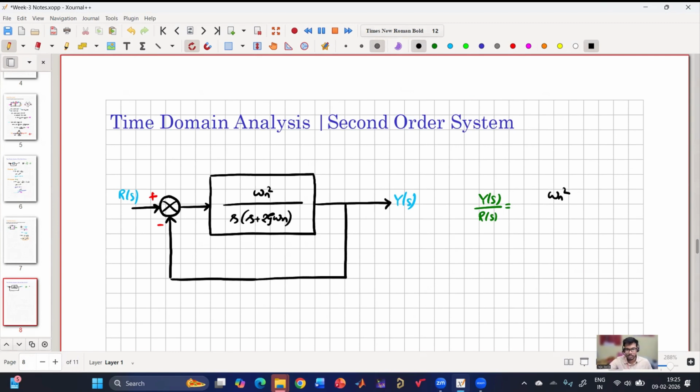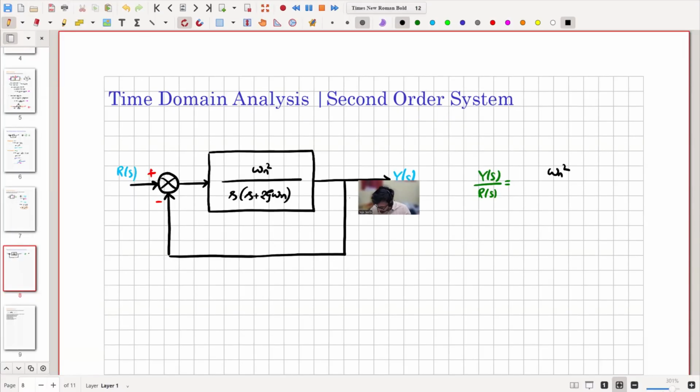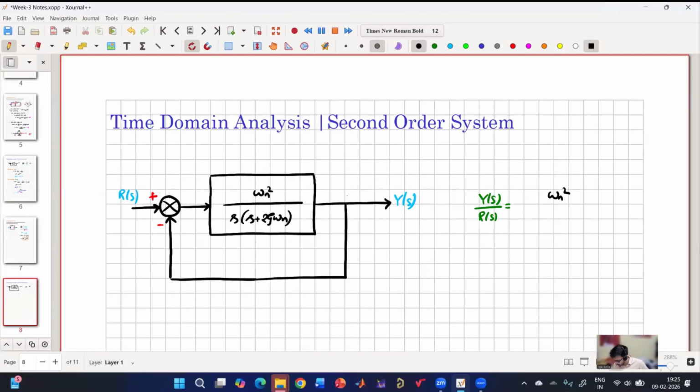Just a minute, my writing pad is creating issues. I'll just remove and connect it back. So omega n square by s square plus 2 zeta omega n s plus omega n square. Yes.